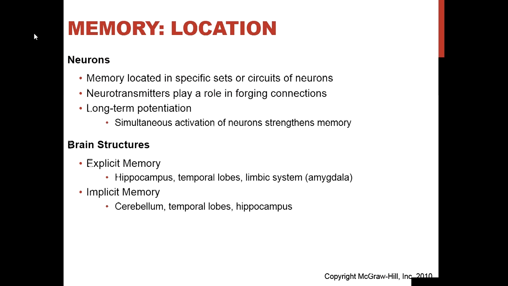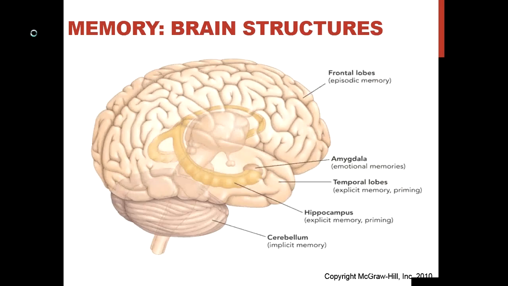So we have a number of very specific locations in which memory travels to or through, and we also have specific neurons that are taking that information into our brain. Here is just a basic diagram of where some of these brain structures are, okay, and where some of the different types of memory are located. So here you have a cerebellum, implicit memory, we have the hippocampus, explicit memory, and priming.